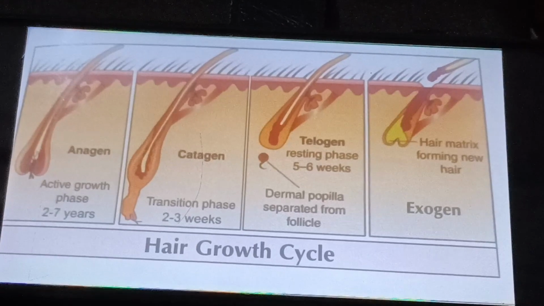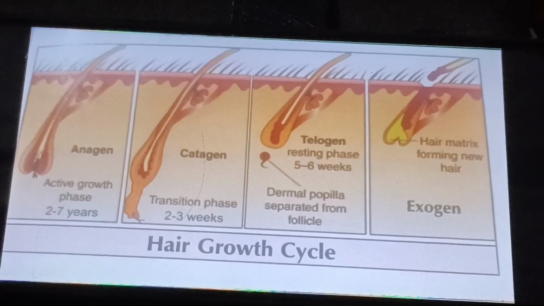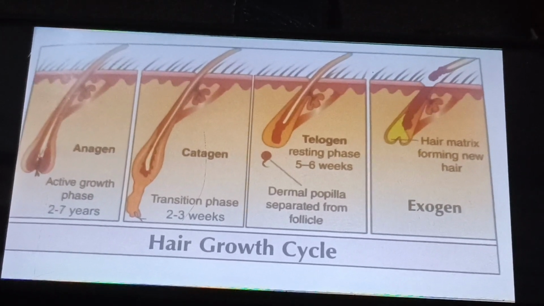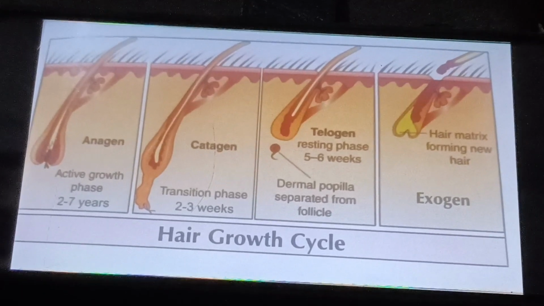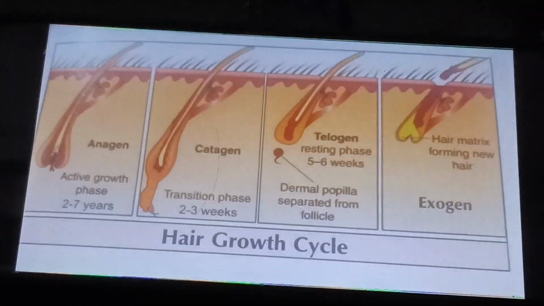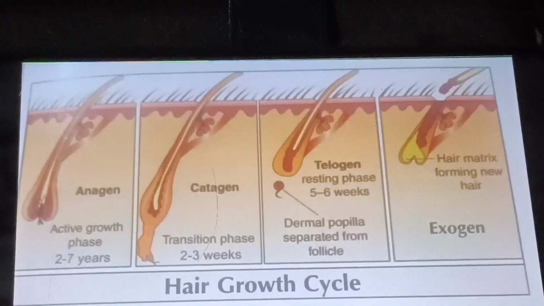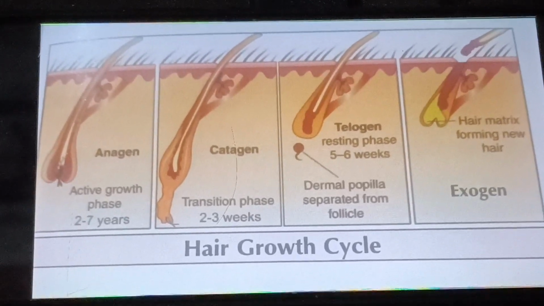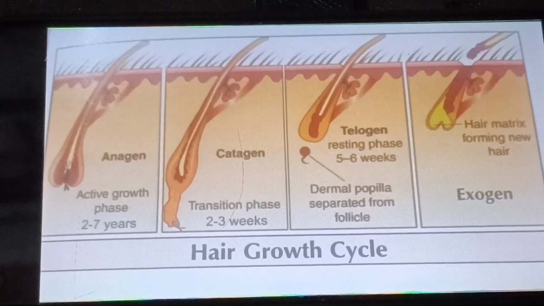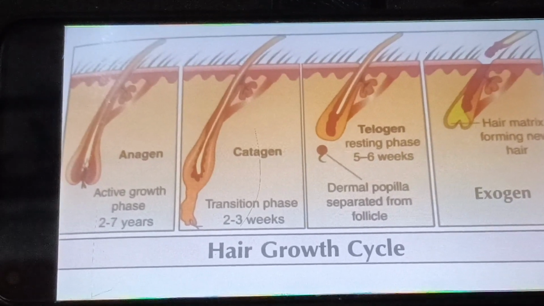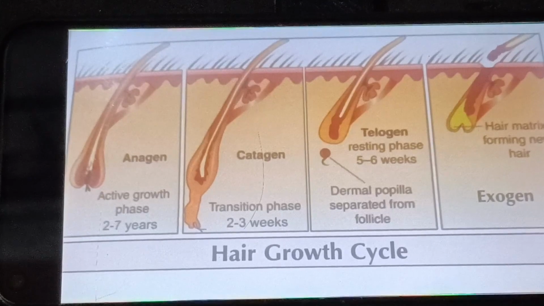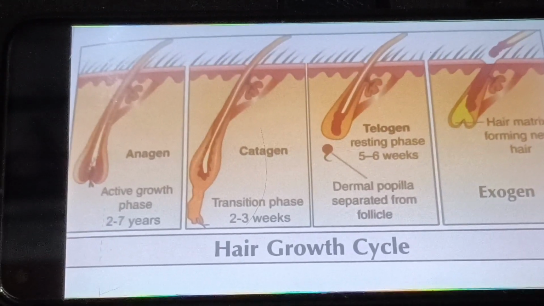Hair loss occurs when anagen is interrupted by certain medication, for example anti-cancer drugs, or by an autoimmune disease. Anagen hair is tapered or broken off.